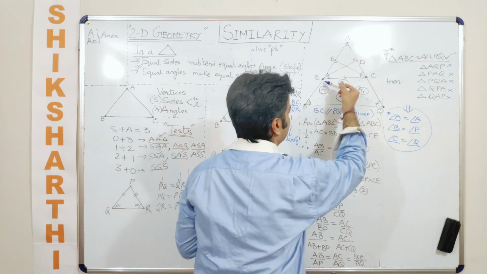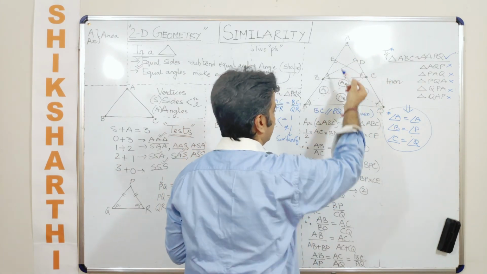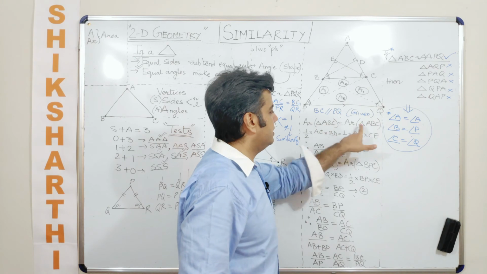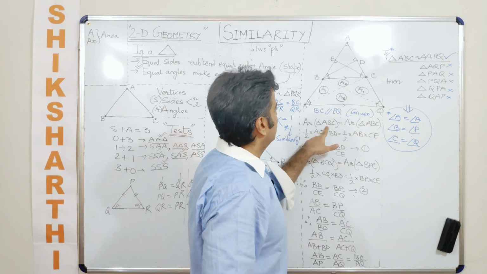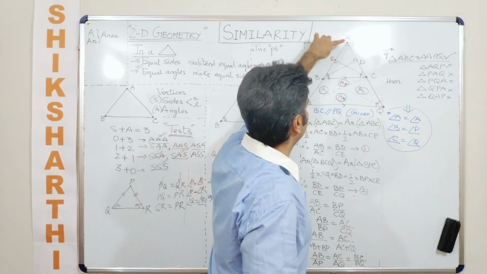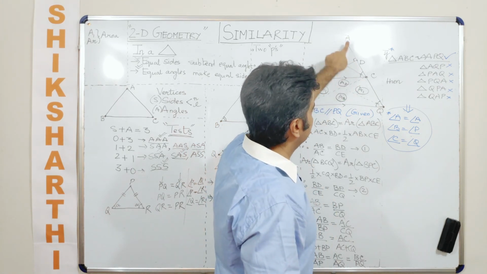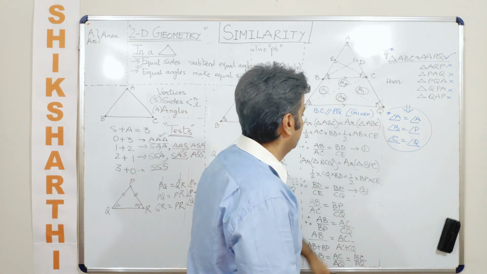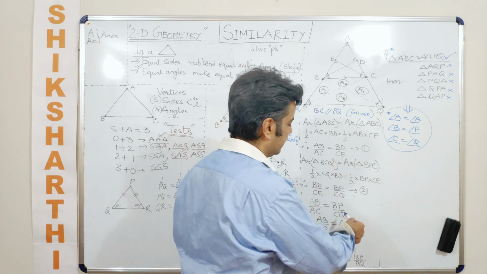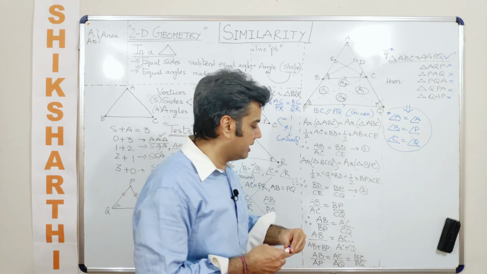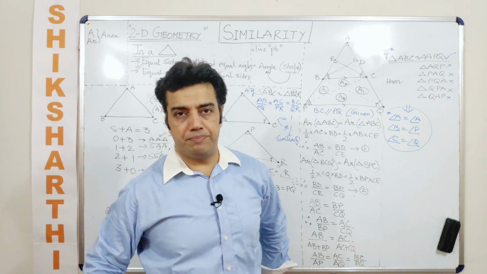Another, we know that inside this triangle, the area of triangle ABC can be written as half into this base into height, and on the other side as half into this base into height. So from here I got another equation. I combined both the equations and I was able to establish the BPT theorem.